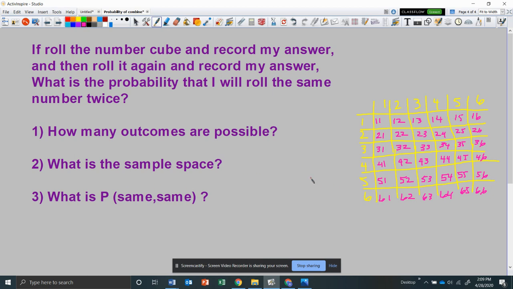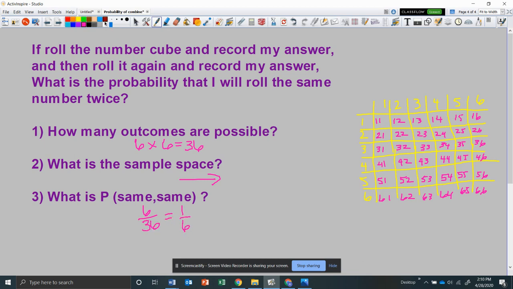So that's the sample space. So there's going to be 6 on one cube, 6 on another cube, making it 36 possible outcomes. That's the sample space over there. And what's the probability of getting 2 the same? That happens 1, 2, 3, 4, 5, 6 out of the 36 times. And that would be 1/6.